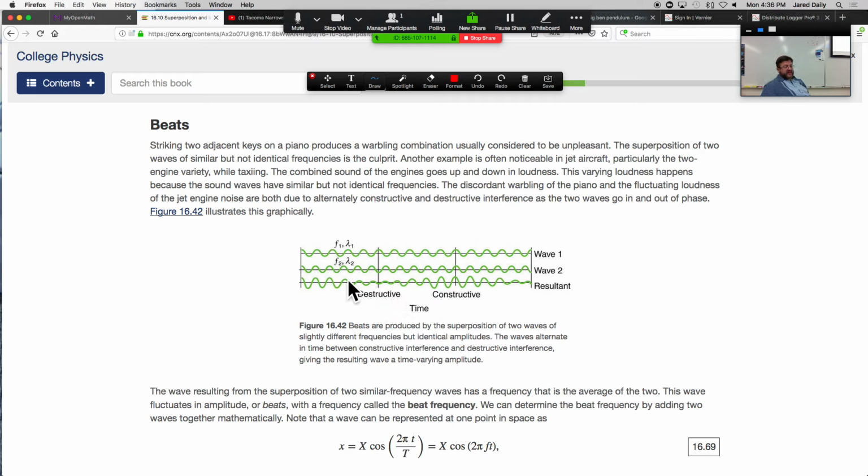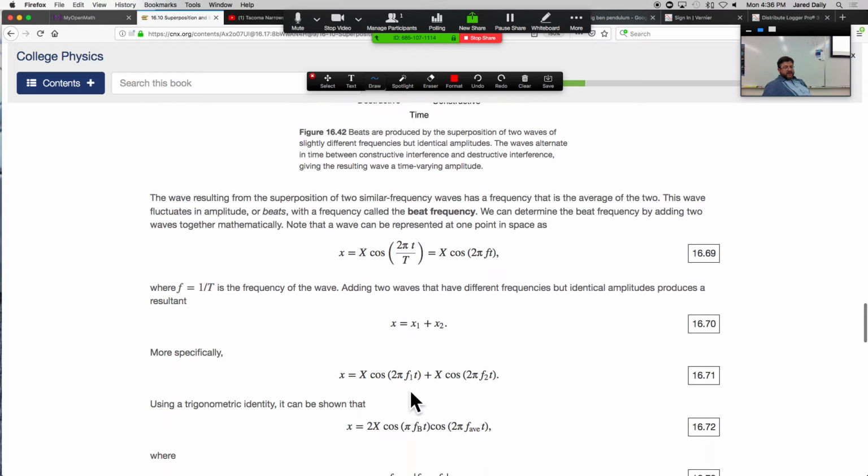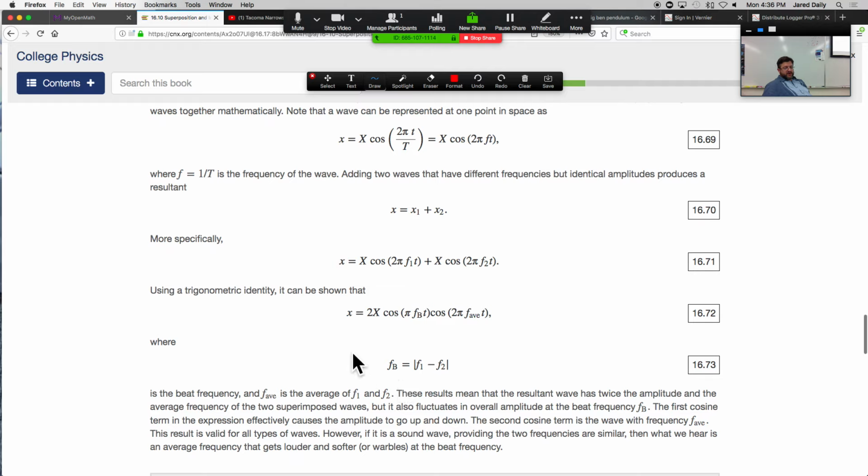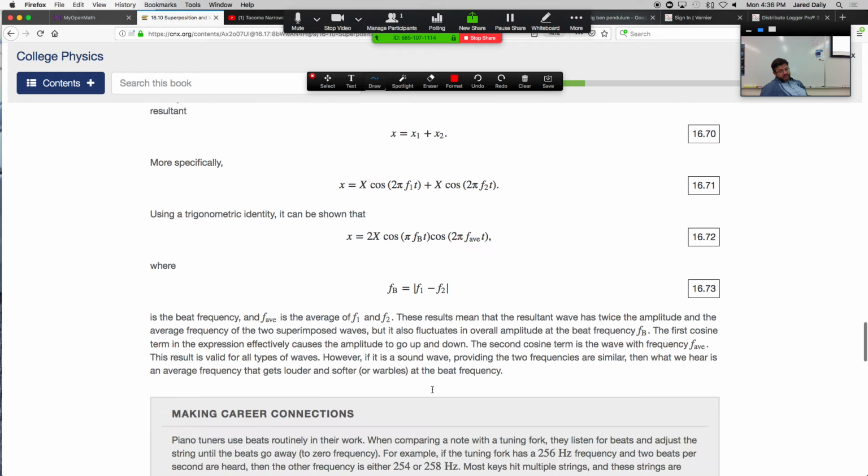How do we calculate that louder, softer frequency? Well, it's just the difference between the frequencies. They do the math here, but here's what it comes out to in the end. Take the difference of the frequencies, take the absolute value, and that's going to be the frequency of the beat. So the smaller the beat frequency, the closer the two frequencies are together, and the harder it is to hear that somebody's out of tune.